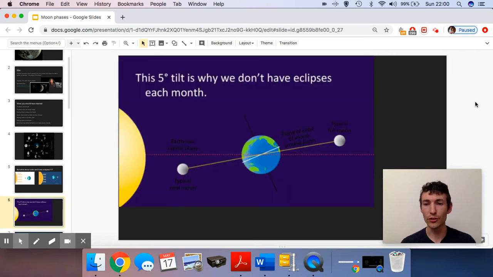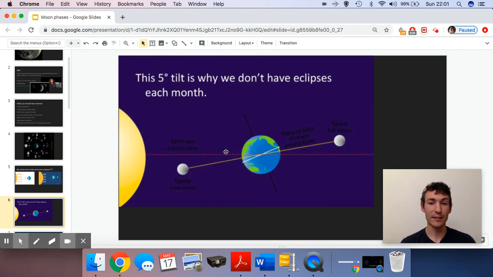Well, of course, there's an answer for everything. And that is because the moon's orbit is tilted. We can see here that as the moon orbits the Earth, it goes a little bit above the Earth and a little bit below the Earth. The tilt of the moon is 5 degrees. Now that may not sound like much, but it's enough.